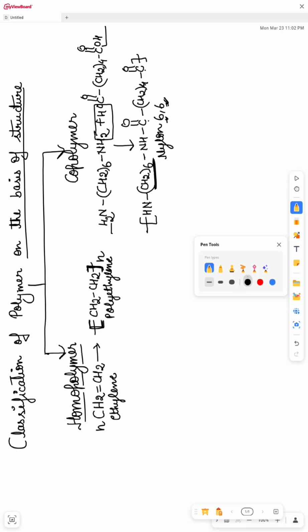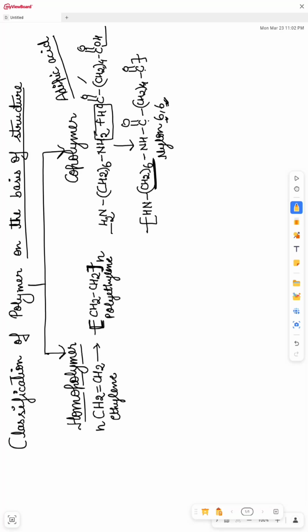And the question is always asked: what are the monomers of nylon 6,6? You have to remember hexamethylene diamine and adipic acid. Always remember what adipic acid is: (CH2)4, four methylene groups attached, and from this side one acid, and on the other side the carboxylic group. So this is the homopolymer, where two same monomers are joined together. Here is the copolymer, where two different monomers are joined together.